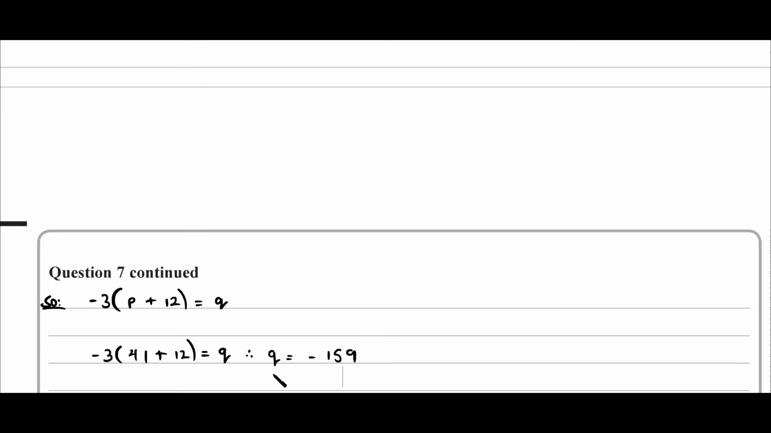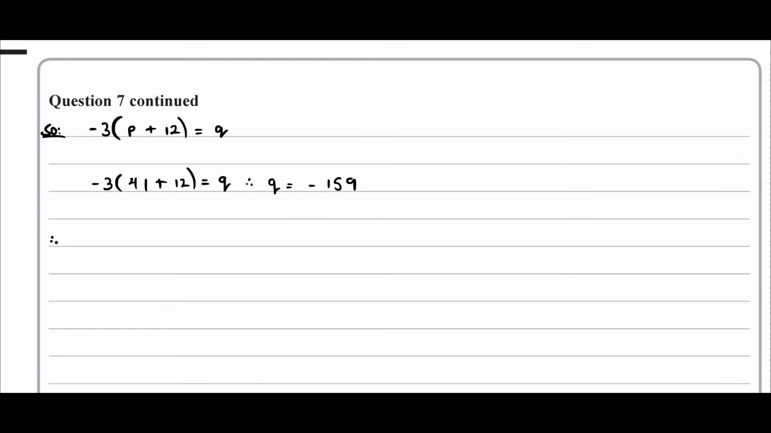We know the values of P and Q, and therefore f of z is equal to z cubed plus z squared plus 41z minus 159.